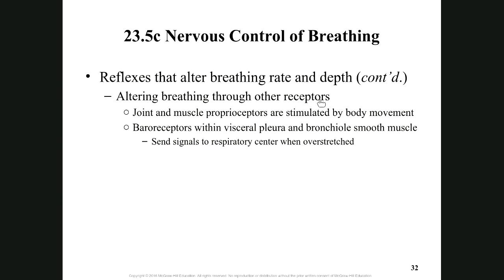We have some reflexes which can alter our breathing rate and the depth of our breathing. They alter breathing through other receptors. I told you that we have proprioceptors which can show us the body movement. When you are working out, the activity of your body increases, so the joints and your muscles work more. Proprioceptors become more stimulated, and they send more impulses to the breathing center, and the depth and also the rate of your breathing goes up. And baroreceptors, which you have in the visceral pleura and bronchial smooth muscles, can send impulses and signals to the respiratory center when they become overstretched, when you engulf more air.